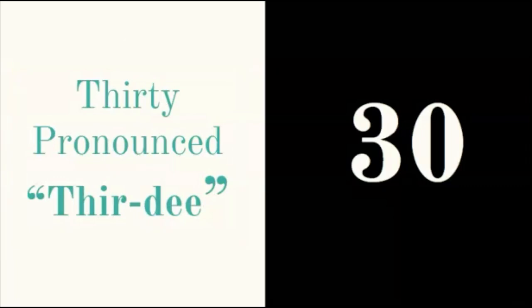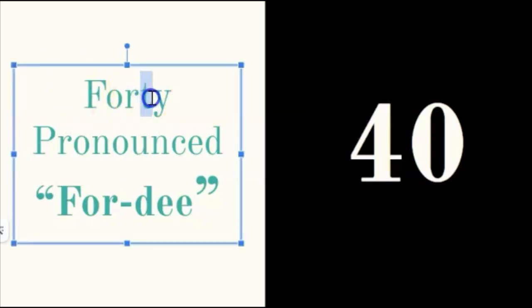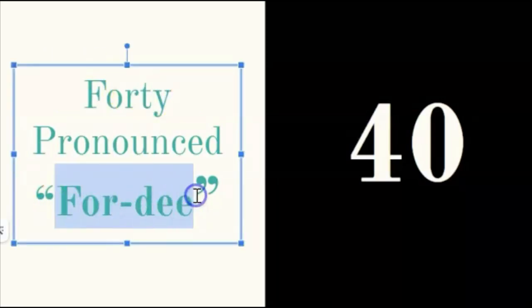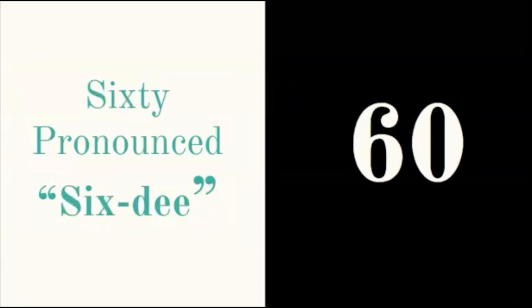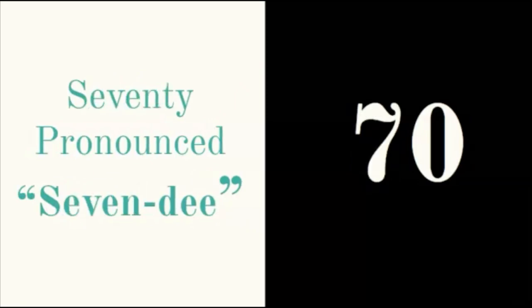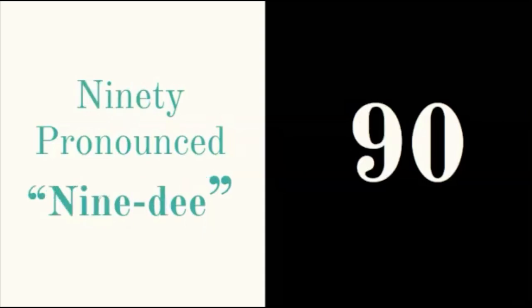So it's 30, same way with 40. Even though there's a T in 40, we're going to pronounce it with a D sound. And 50, even though there's a T in 50, we don't say it with a T, we say it with a D in American English. Then we have 60 and 70 and 80. Even though there's a T in the spelling of 80, we pronounce it with a D. And 90 is pronounced with a D also.